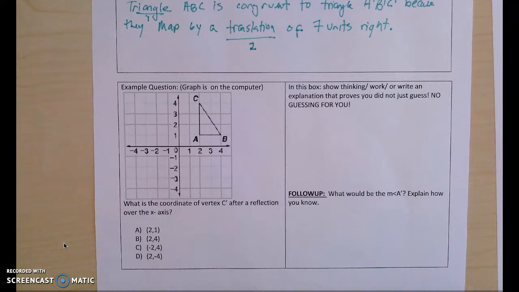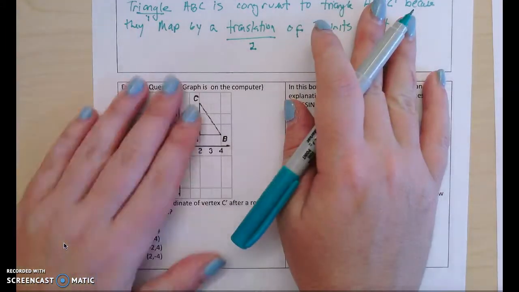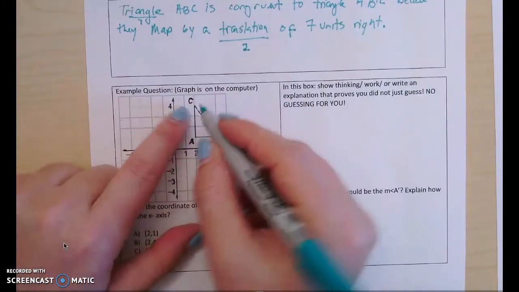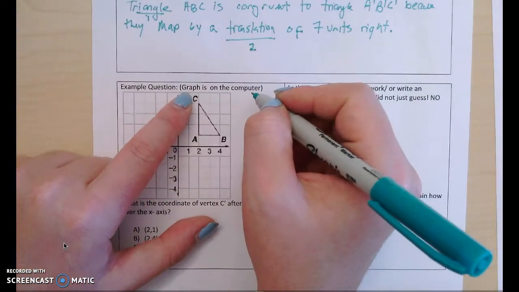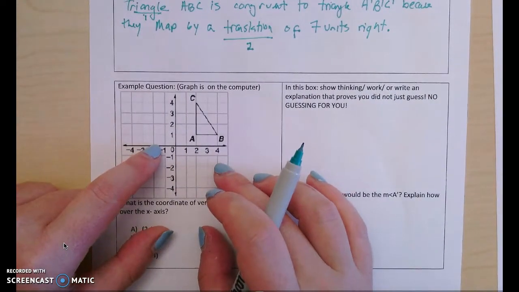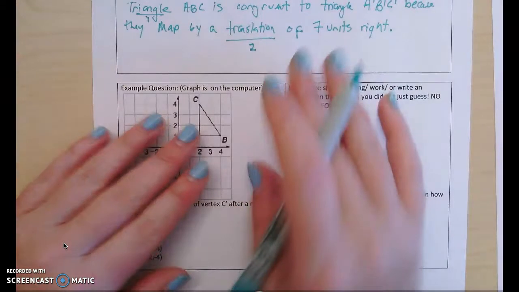on the Socrative program. But don't go anywhere yet. Just keep with me on this video. We're going to go through what I want your work to look like so that you can get 100% on this assignment. So pretend this is on the computer. So on your paper, in your handout, it'll say example question, graph is on the computer, which means that this won't be here. All of this will be on the computer.